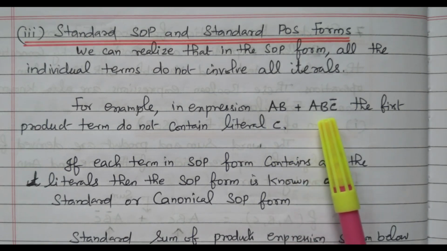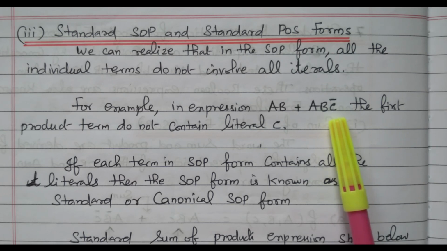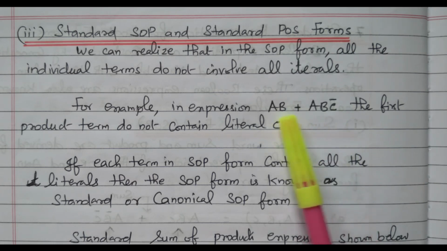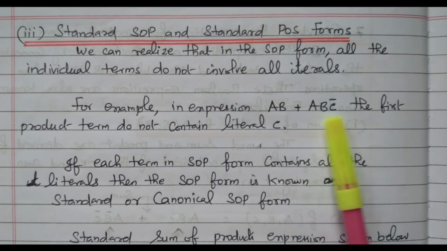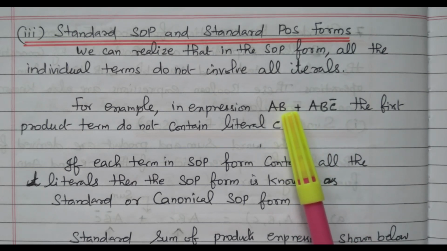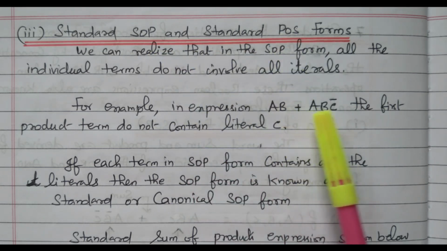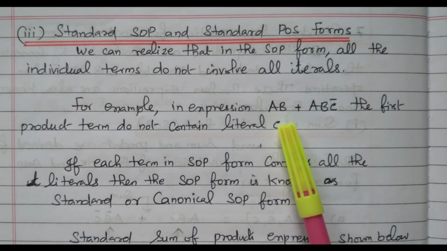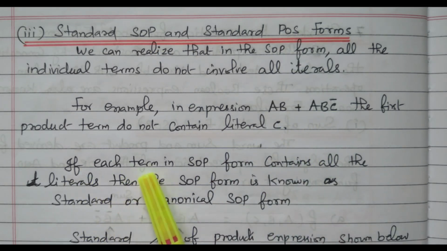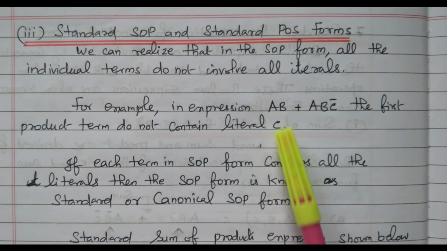Here all are available, A, B and C, either in complemented or normal uncomplemented form. We need all the literals, right? So this is not a standard SOP form. Here one literal is missing, right? The standard SOP or standard POS means every product or sum term contains all the literals. If each term of an SOP form contains all the literals, that SOP form is known as a standard or canonical SOP form, right?